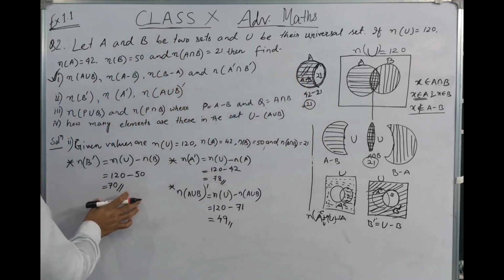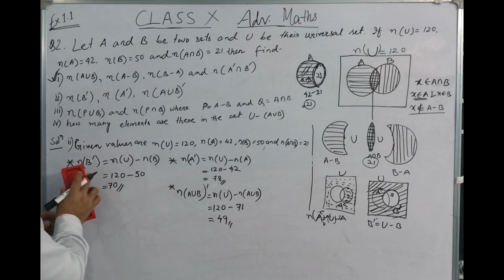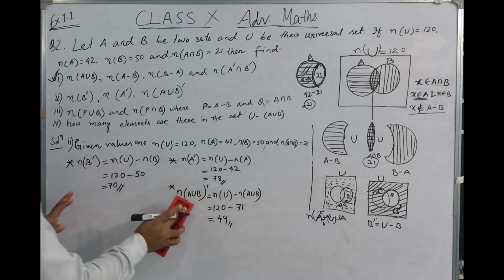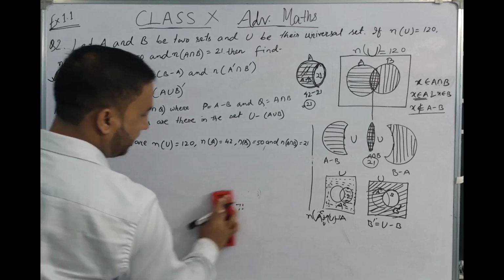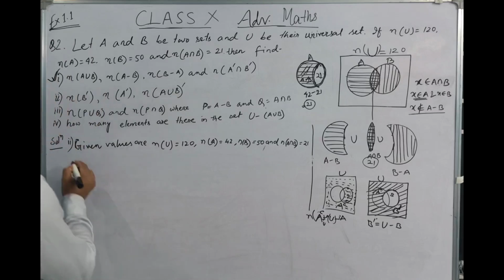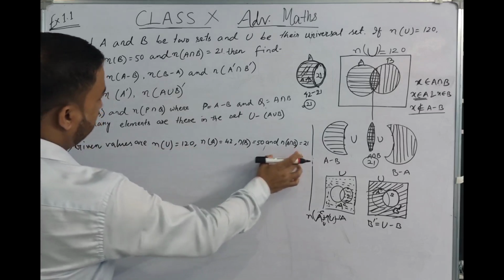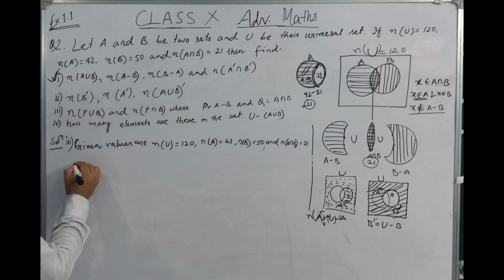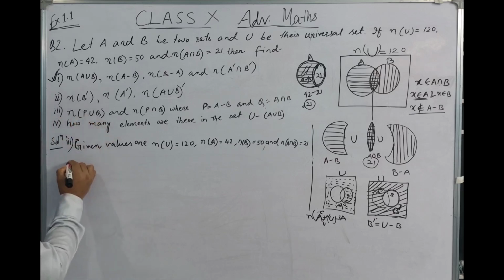Now this was question number 2. Then we have to find question number 3, so let us discuss question number 3. You have to note it down. Okay, now what is question number 3? These are the given values to us, right? Now you have to find the number of P union Q.